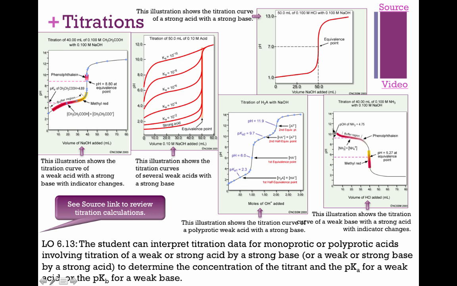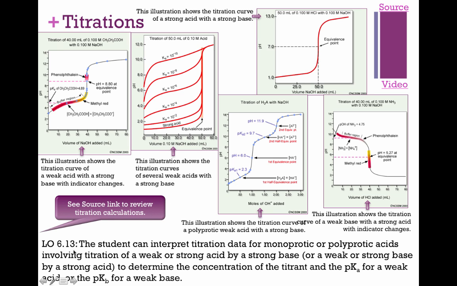Same thing with here's our weak base and a strong acid because of the pH at the equivalence point. We still have this buffer region initially, and then our pH drops. This shows a polyprotic. So when you see protic, monoprotic meaning 1, diprotic meaning 2, that's just how many H's it has. And so this would show maybe H2SO4 because it shows 2 equivalence points.